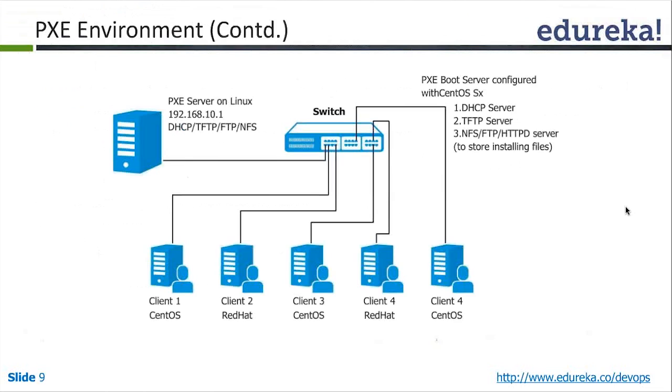Now, how does this whole thing work? There are a couple of things you have to do before you make this work. As I said, the first thing is installation of your PXE server. What is a PXE server? It's a combination of DHCP and TFTP. Today, as I said, we don't use FTP or NFS. We prefer to use HTTPD. So DHCP, TFTP, and HTTP combine to form your PXE server.